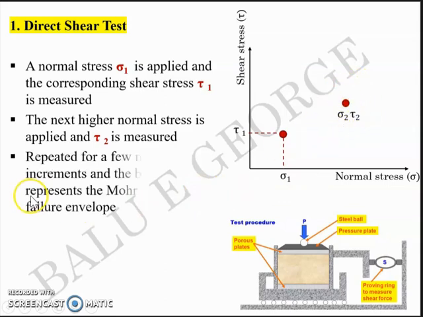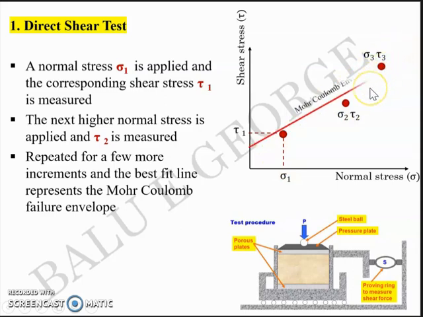And this is repeated for a few more increments, and you get the best fit line that represents a Mohr Coulomb failure envelope. So you have sigma 1 tau 1 here, you have sigma 2 tau 2 here, and likewise let's say you have sigma 3 tau 3 here. You can draw a line that best represents these 3 points. It need not go through all the 3 or 4 points. It just means that you'll have to have the best fit line like this, right?